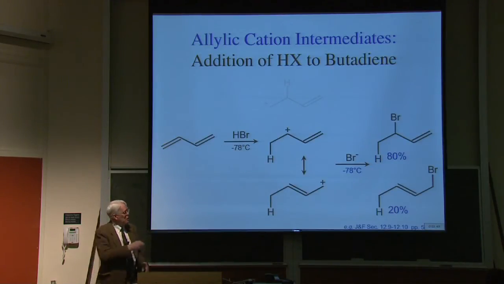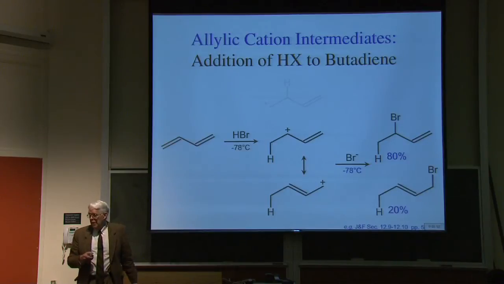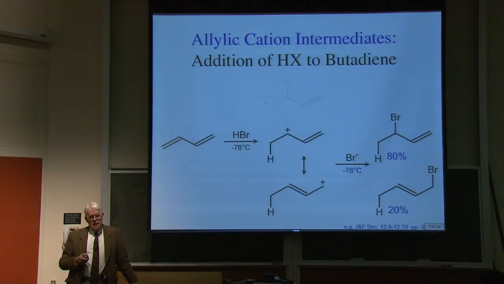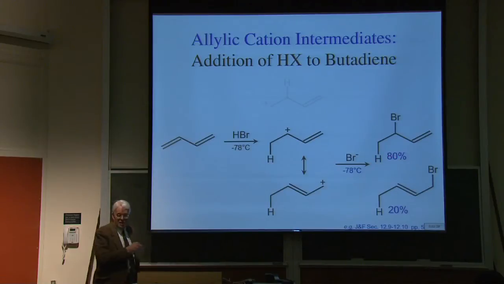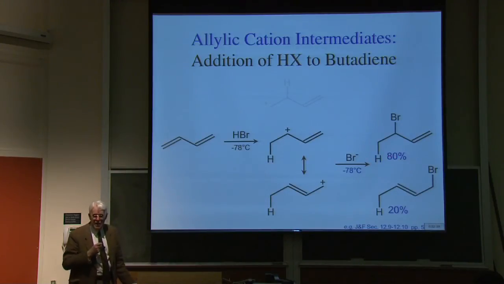Does that surprise you? What would you expect for the ratio of these two? Here you have a terminal double bond. Here you have an internal double bond. Which one is more stable? Do you like to have double bonds more substituted or less substituted? Arvind, do you remember? More substituted. So this is backwards, right? It's 4 to 1 in the wrong direction.